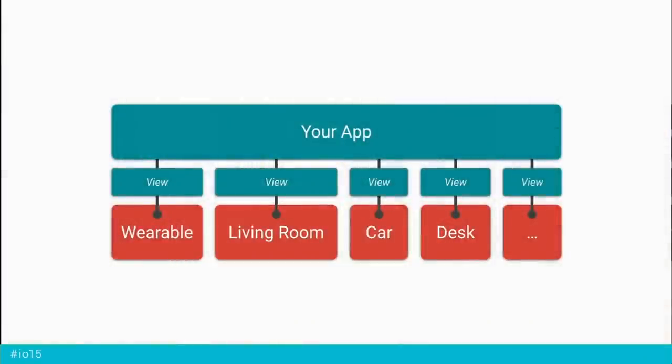Instead, you want to take the longer lens view. Think about having a view into your service from each and every device that makes sense. Your model and controller are on a central device or in the cloud, but then each, the wearable and the living room and the car, is a different view into that service. And this is the definition of ubiquitous computing again, right? It's where your service is available anywhere and everywhere.